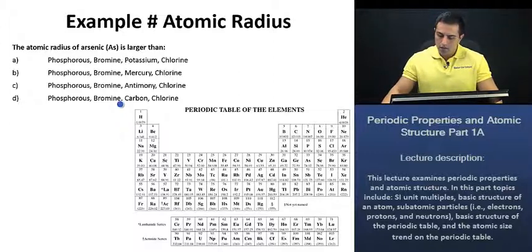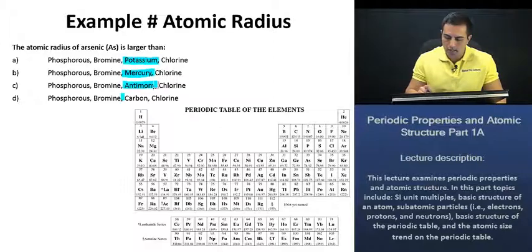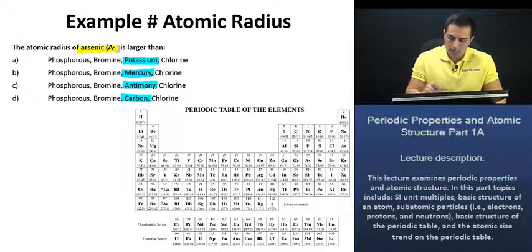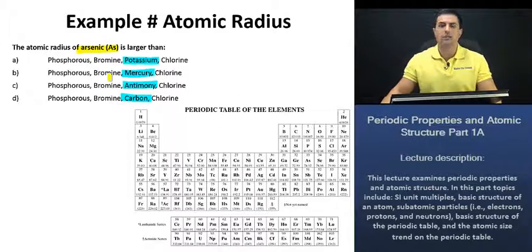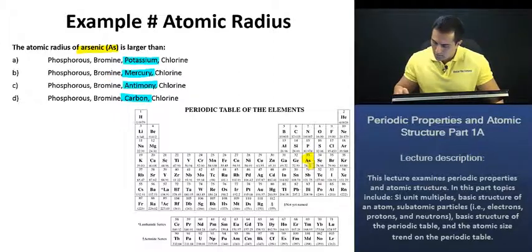Now, coming back to our questions here just for a moment, we see a recurring trend: phosphorus, bromine, and chlorine are given to us in all answers, and the only element that's different is potassium, mercury, antimony, and carbon. Thus, we can go ahead and highlight the following elements plus arsenic on the periodic table, and then we can see where they're situated with regards to the trends that we pointed out in the preceding slide. Let's go ahead and do that. First, we'll highlight arsenic here.